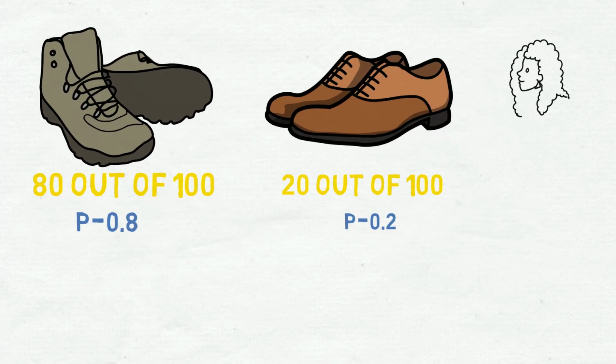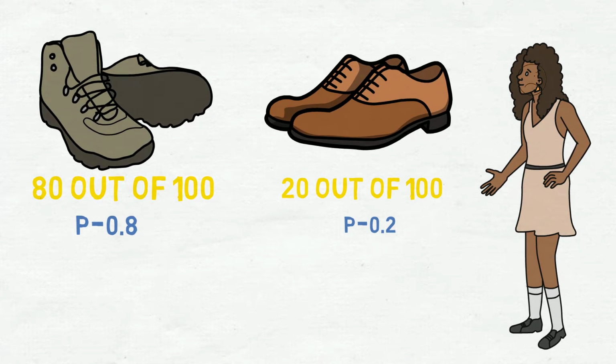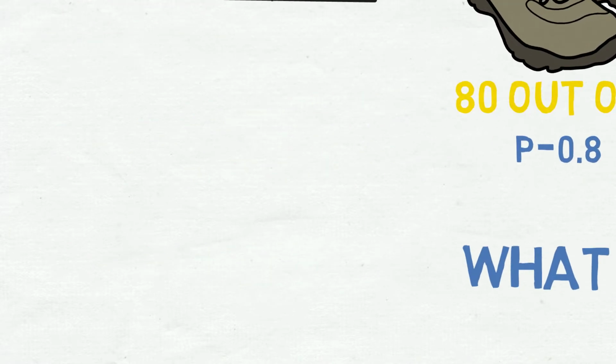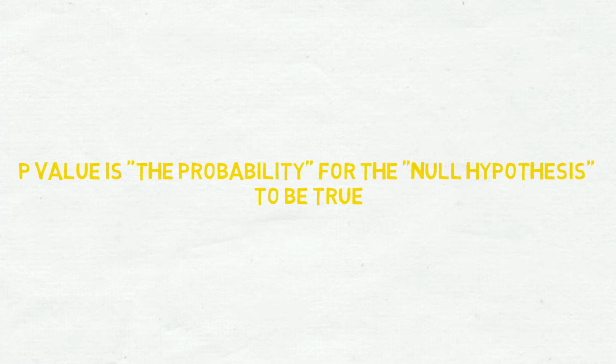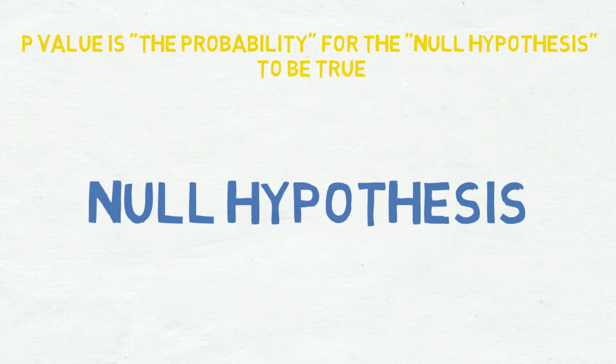I think now Swetha is clear about how the p-value is taken, but she is still confused about what exactly is p-value and where it is used. In statistical terms, p-value is the probability for the null hypothesis to be true. To understand this, we have to understand the null hypothesis.